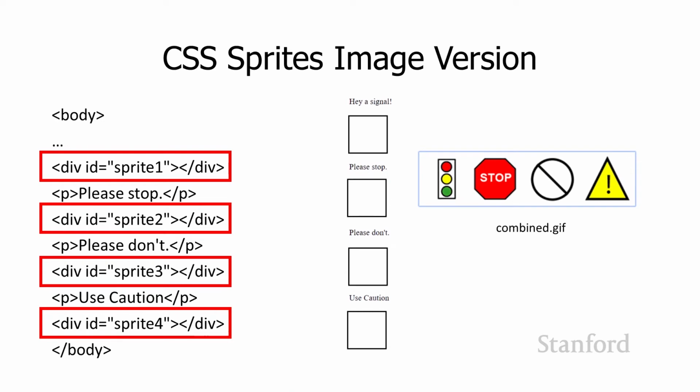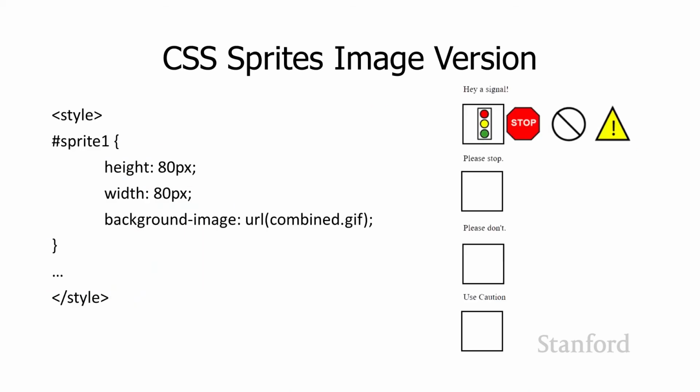And then I'm going to have a single image that I'm going to download for this web page. And here it is, combine.gif. You can see that all 4 of the symbols that I want to appear on my web page are combined onto this single GIF. Now what I'm going to do is, in the style sheet, write style rules for each of these different divs. You'll notice I gave each of the divs different IDs.